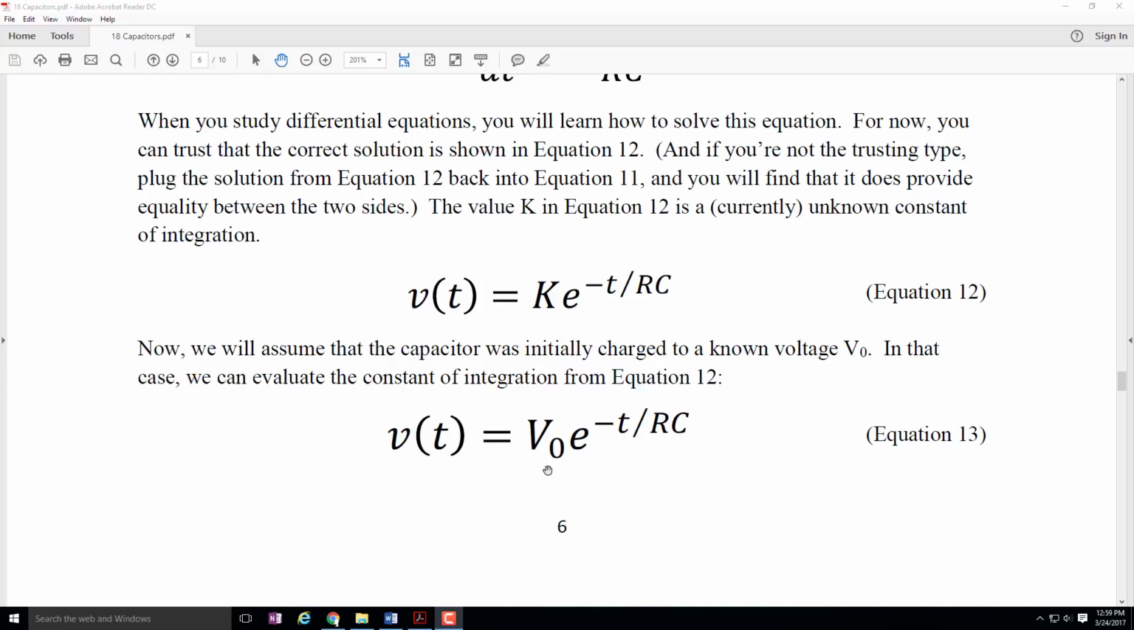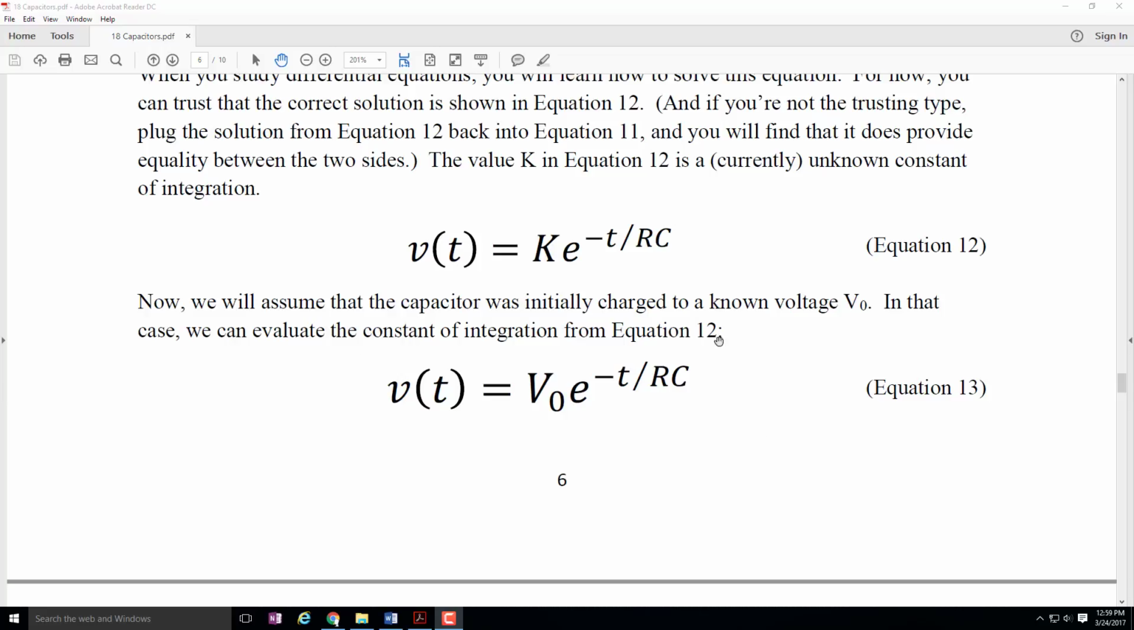V0, the initial voltage that was on the capacitor. How much voltage was the capacitor charged to? And then e to the minus t over RC is showing that there will be an exponential decay. It will start out decaying very quickly, but over time it's going to decay less and less quickly. It will asymptotically approach 0, but it'll actually never get all the way down to 0. This equation 13 is also right there on the most important hit list of equations for studying capacitors.